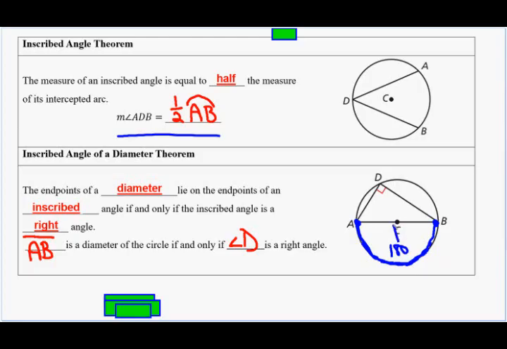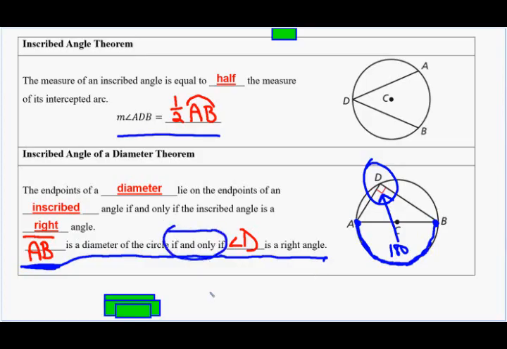So when we take that back to the inscribed angle, it's going to be half of 180, or a 90-degree angle, a right angle. So segment AB is the diameter of the circle if and only if angle D is a right angle. Remember, the if and only if means we could read that in reverse. Angle D is a right angle if and only if AB is the diameter of the circle.